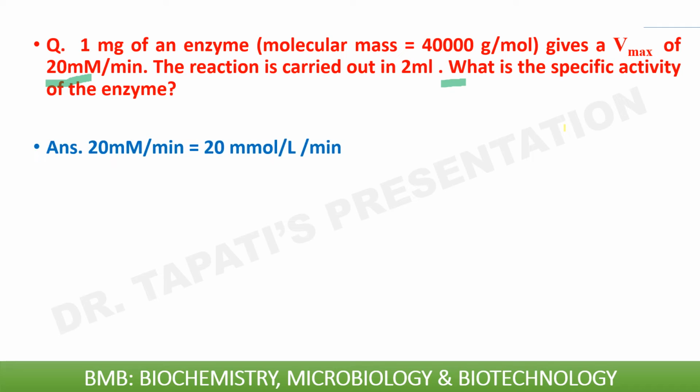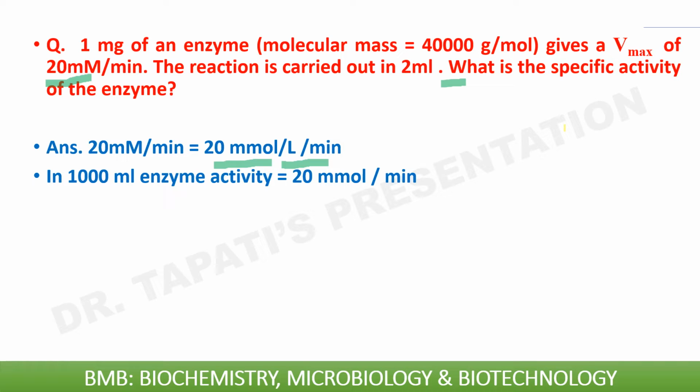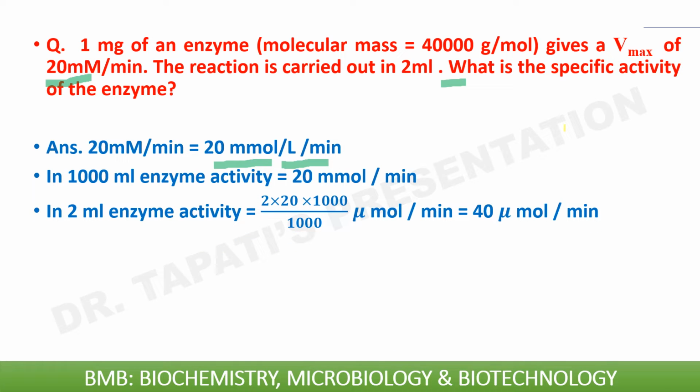In this question, the Vmax value is 20 millimolar per minute. So we can write 20 millimolar per minute is equal to 20 millimoles per liter per minute. So in 1000 ml, that is 1 liter, enzyme activity we can write as 20 millimole per minute. We have to calculate enzyme activity in 2 ml because the reaction is carried out in 2 ml. So in 2 ml, enzyme activity will be 2 into 20 into 1000 divided by 1000 micromole per minute. We are converting millimole to micromole, therefore we are multiplying by 1000 here, and we get the answer as 40 micromole per minute. That is the enzyme activity in 2 ml. So our substrate conversion to product is 40 micromole per minute.